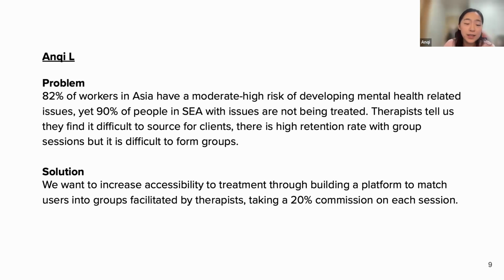Because according to the World Health Organization, there's 260 million people with mental health issues in Southeast Asia. So our solution is basically group therapy, which research has shown is as effective as individual therapy. However, with individual therapists, it's very hard to get them to form the groups because they don't have enough of a pool to form groups based on demographics or issues they're facing and time slots as well. Individual therapists are also very expensive, which is one reason why most people don't want to go.